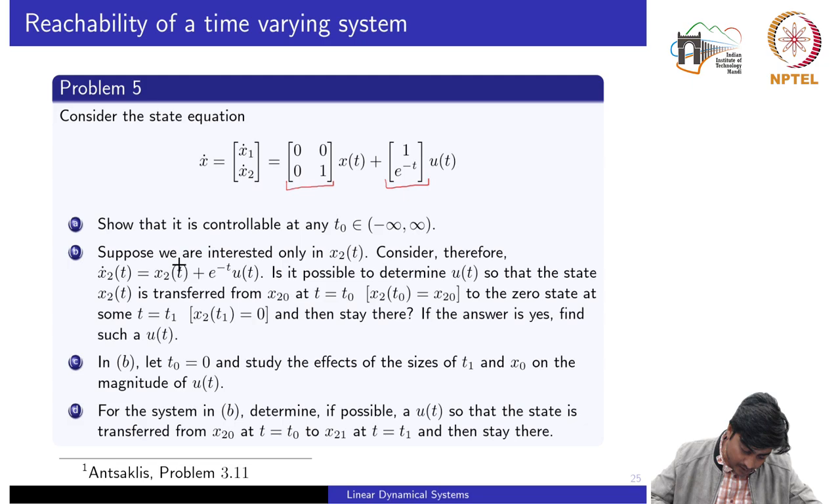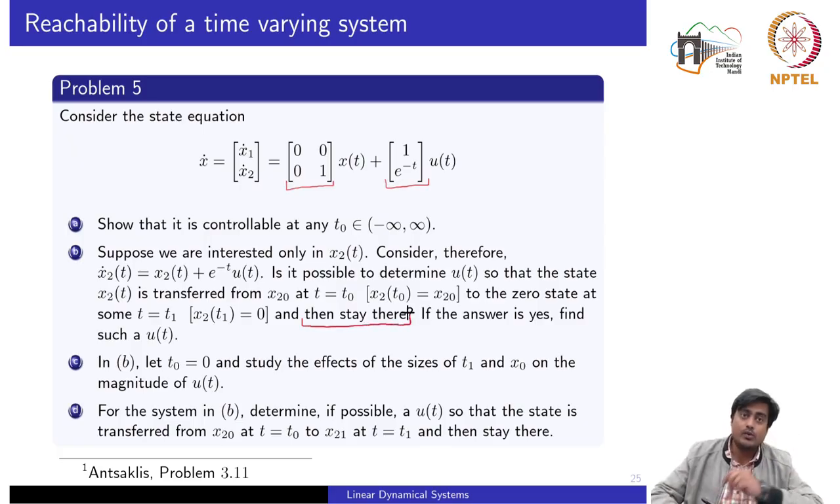Part B of this problem is that suppose we are interested only in x2. So we discard the first equation and we consider that x2 dot is equal to x2 plus e to the power minus t into u(t). The problem is: is it possible to determine u(t) so that the state x2 is transferred from x0 to the 0 state at some time t equals t1, where x2 of t1 is 0, and then stay there?